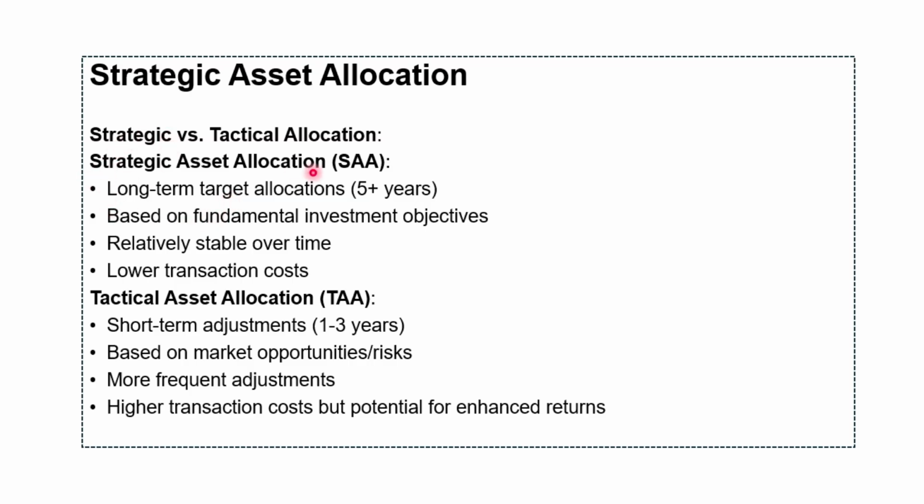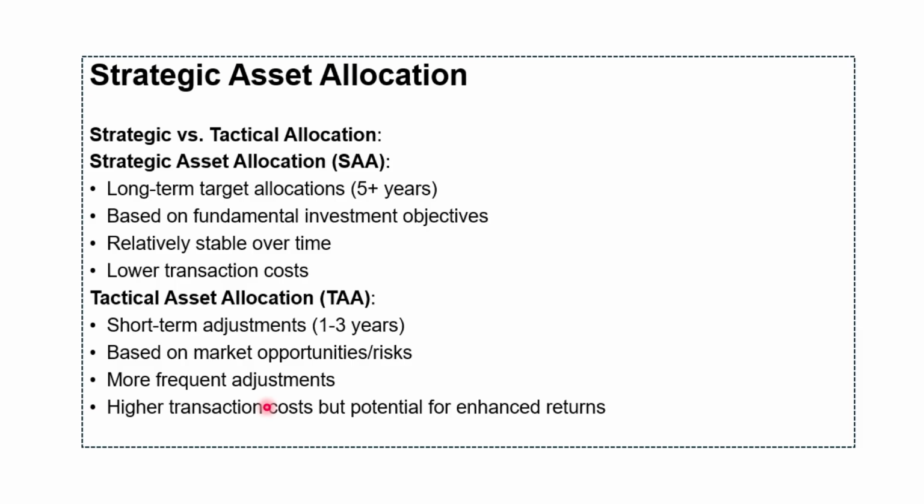On the other side, we have tactical asset allocation, which involves short-term adjustments over 1 to 3 years based on market opportunity or risk you identify. There are more frequent adjustments that can enhance returns but involve high transaction cost and active management. For example, your SAA might target 40% office properties, but through TAA you might temporarily increase to 45% if you see compelling opportunities in the office market, then rebalance back to 40% over time.